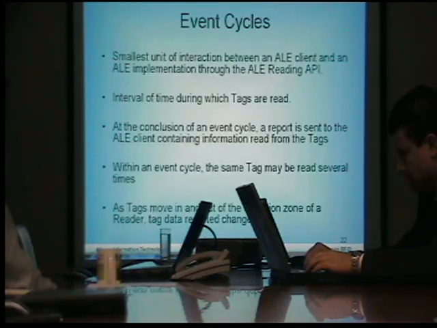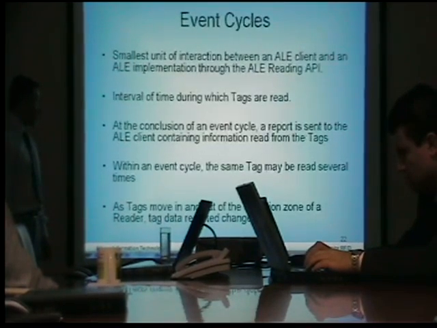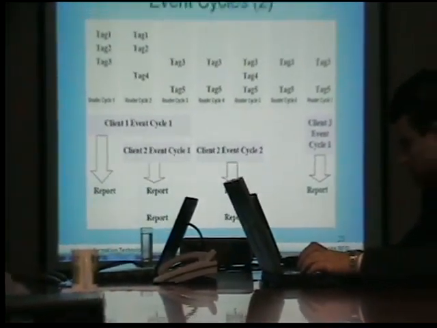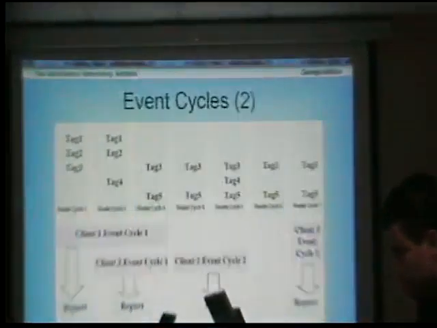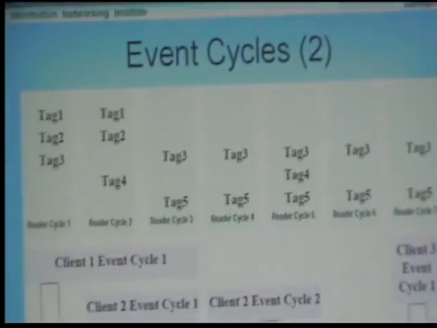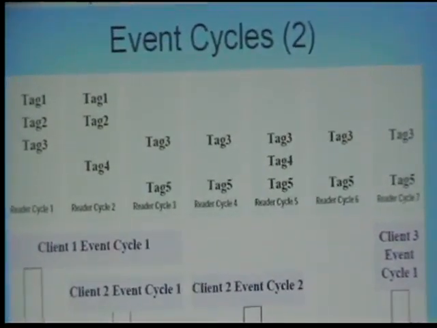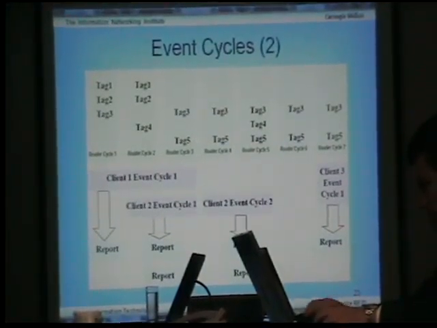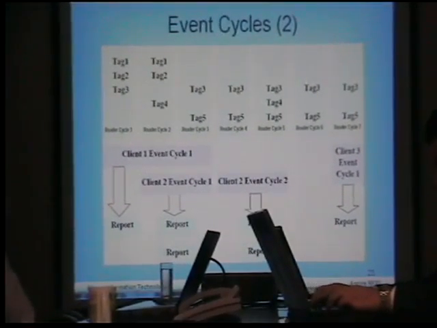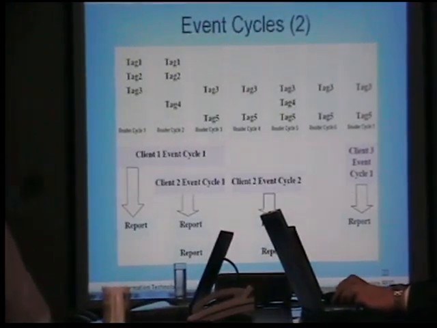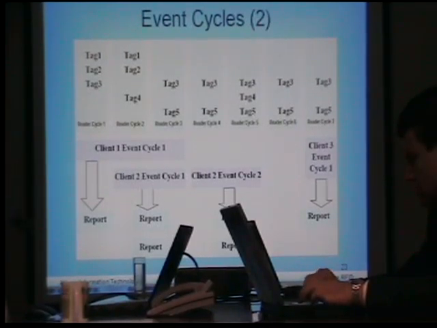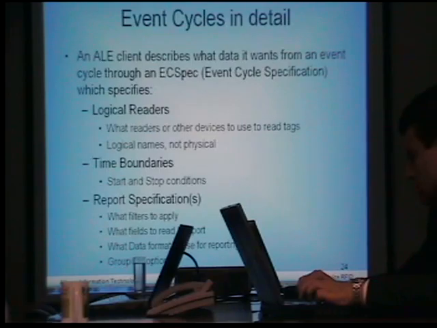As tags move in and out of the detection zone of the reader, tag data reported changes. If we take a look at this picture, we can see that we can have multiple event cycles simultaneously, and during every reader cycle, the reader can read the same tag again and again, and after all they have to be filtered and sent to the client as a report.